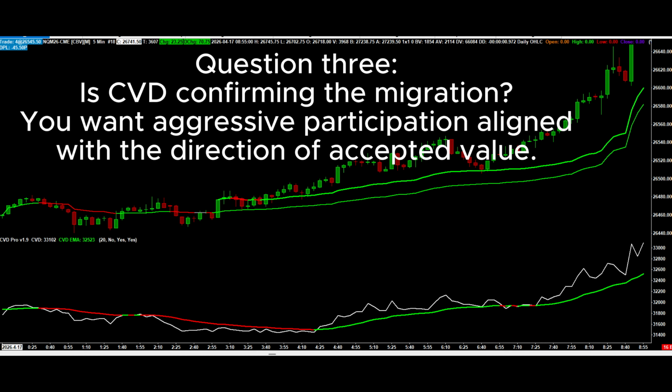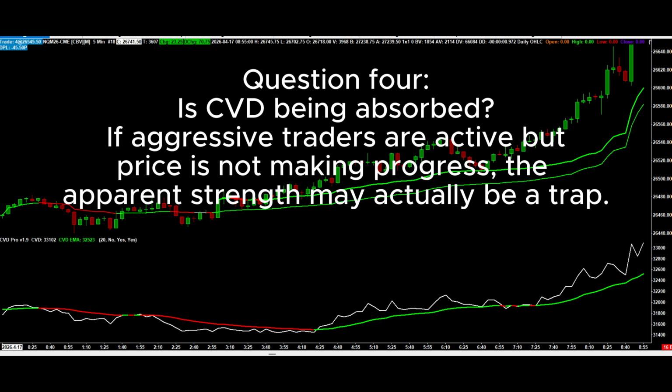Question 3, is CVD confirming the migration? You want aggressive participation aligned with the direction of accepted value. Question 4, is CVD being absorbed? If aggressive traders are active, but price is not making progress, the apparent strength may actually be a trap.